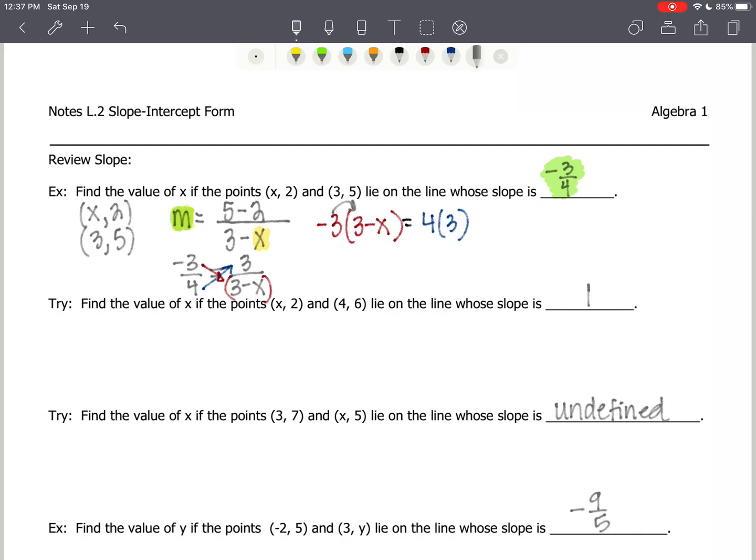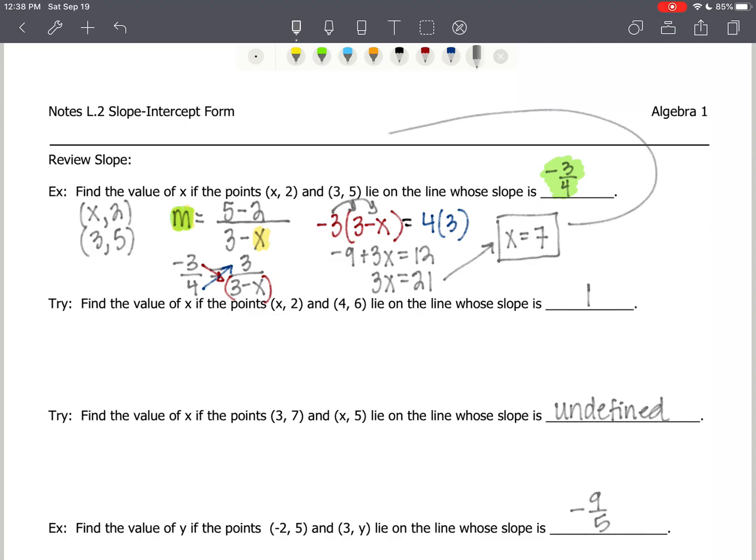I'm going to distribute. Negative 9 plus 3x is equal to 12. I'll add 9 to both sides, and I get 3x equals 21, and I get x equals 7. X equals 7. That's the value of x that needs to be in that ordered pair so that the line has a slope of negative 3/4.